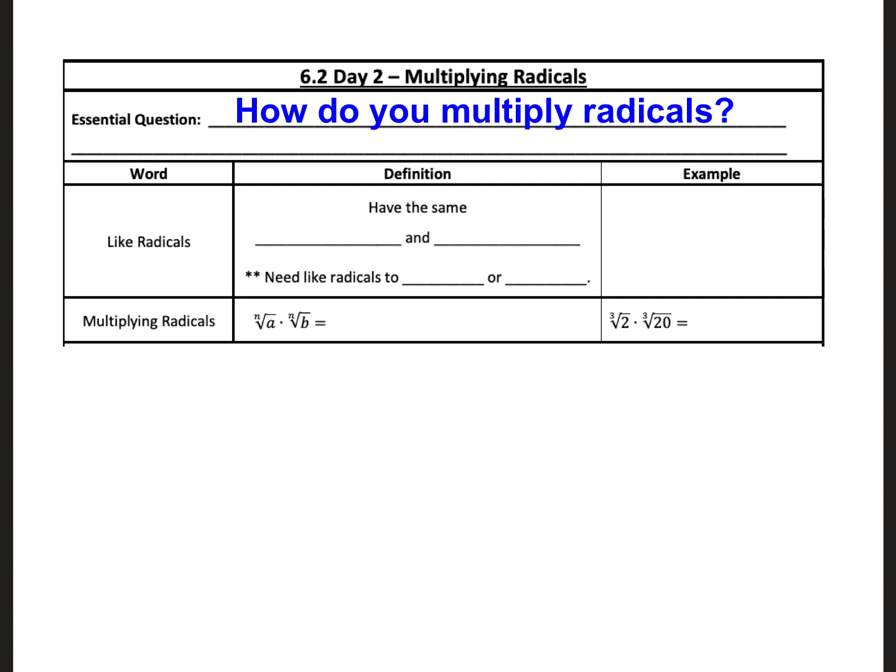Our first definition is for like radicals. Like radicals have the same index and they have the same radicand. That's a fancy way of saying the little number in front of your square root is the same and whatever's underneath it has to be the same too. So I could have the cube root of 4x and 4 cube root of 4x, and those would be like radicals. You need like radicals in order to add or subtract, which we're going to do today, so it has a little bit of addition and subtraction.